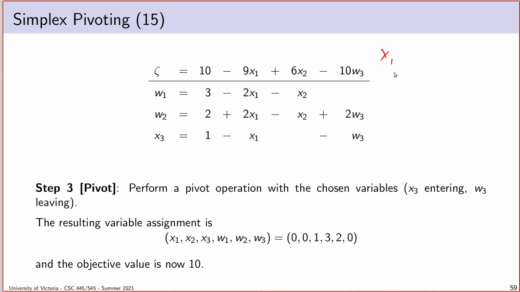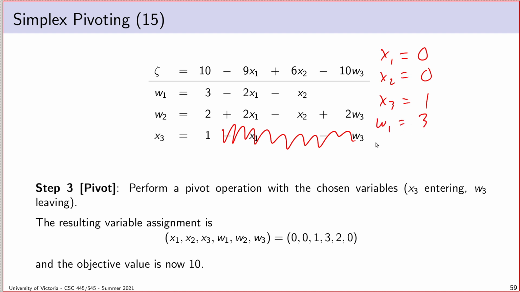So what's the value of x1? x1 is non-basic, it's 0. What's the value of x2? x2 is non-basic, it's 0. What's the value of x3? x3 is in the basis, but because we know that non-basic variables are always 0, we can just read off its value, and it's 1. And then w1 is equal to 3, w2 is equal to 2, and finally, what is my objective value?